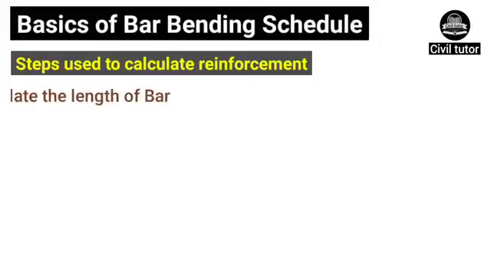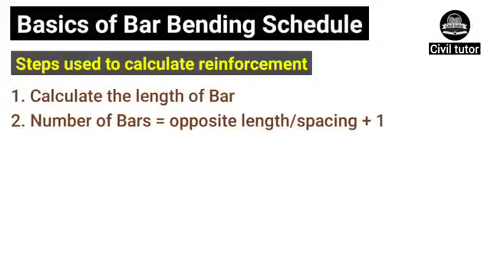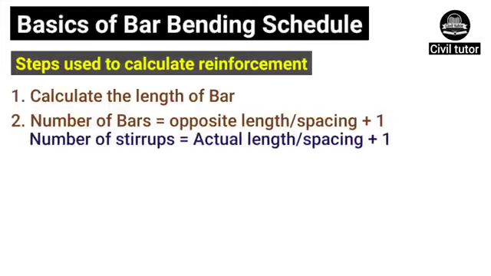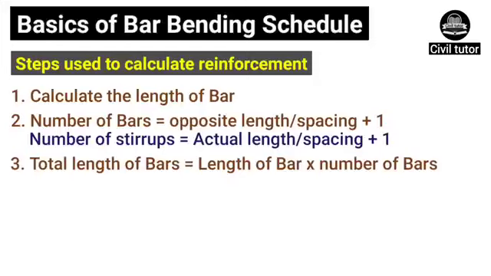The first step is to calculate the length of bar. The second step is to calculate the number of bars, which is equal to opposite length upon spacing plus 1. In case we need to calculate the number of stirrups, the formula will be actual length of beam or column upon spacing plus 1. The third step is to calculate the total length of bars, which is equal to the length of bar into number of bars.